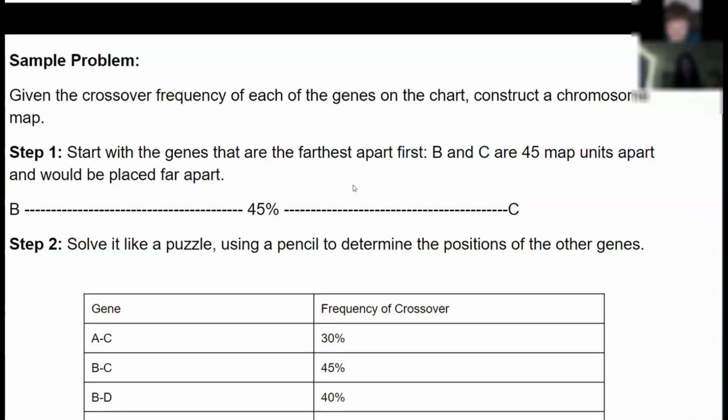A and C are 30 apart. So from here, I might divide this into thirds to help me identify where things are. 15, 30, 45. So A and C are 30 apart, which means A is going to be over here, right? 30 from it.